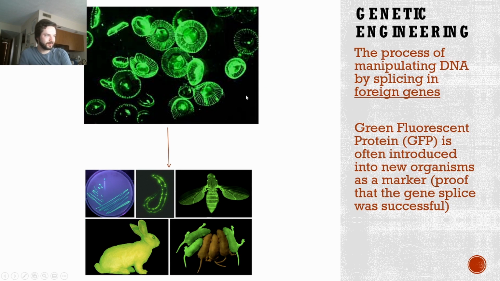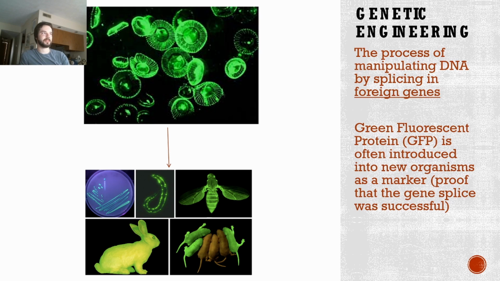The next example is probably the more sci-fi one, the one that you're probably thinking of when I say genetic engineering, or when I say genetically modified. So this is where scientists go in and they can actually splice in certain strips of DNA into certain organisms based on a number of factors, which we'll talk about.